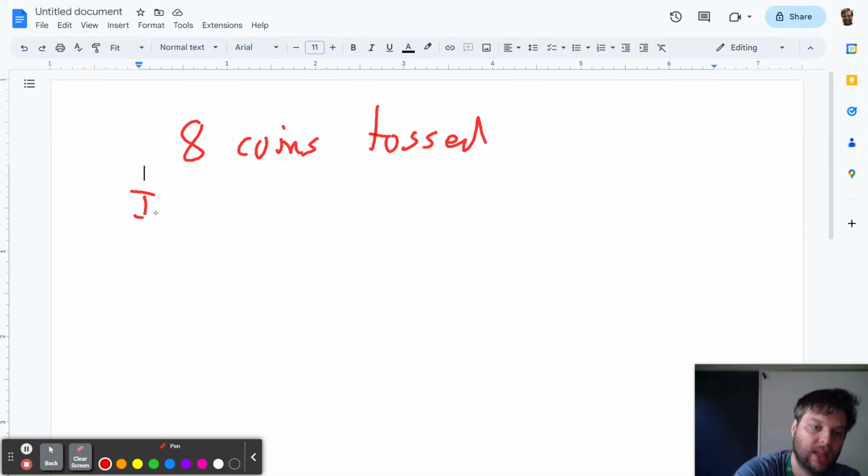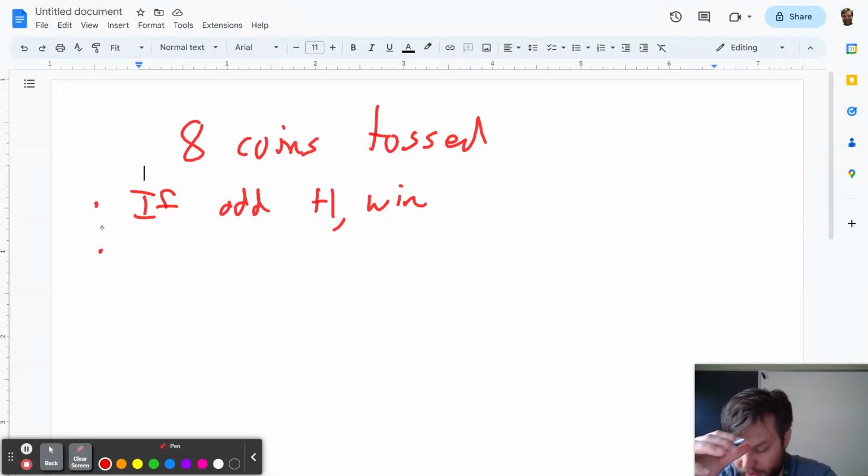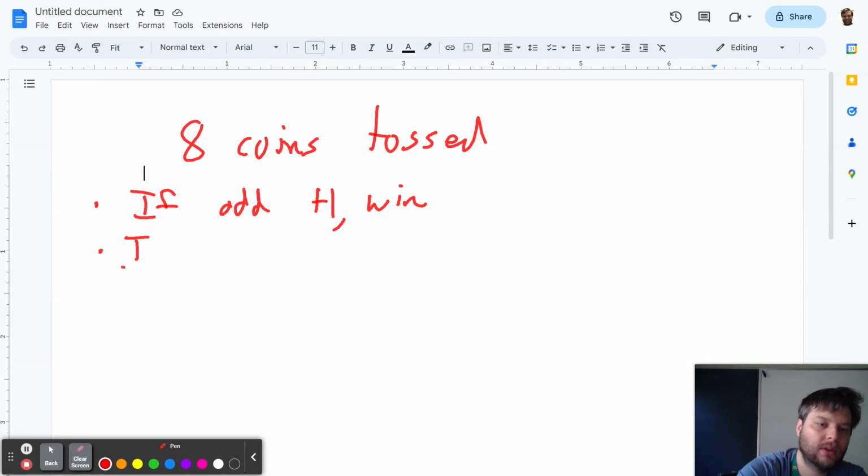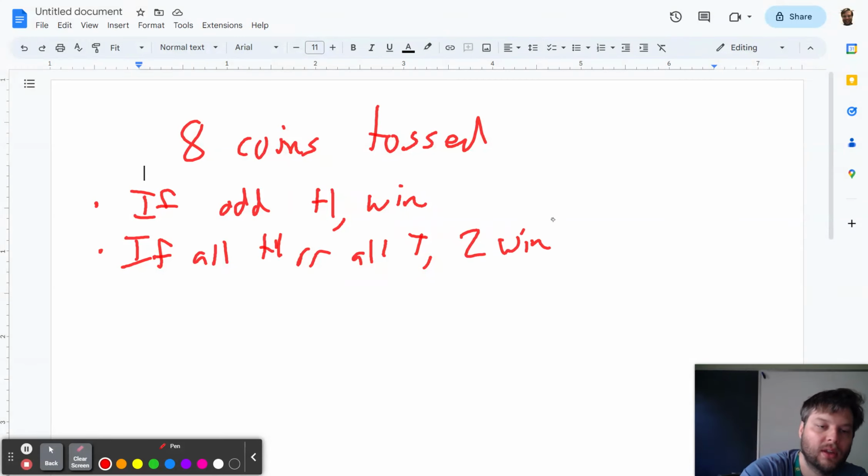Okay, so we'll do a little bullet point. If odd heads, then you win. Bullet point number two: if all of them are heads or all of them are tails, so if they're all the same, then it's two wins. If all H or all T, then it's a double win. And it's a loss otherwise.